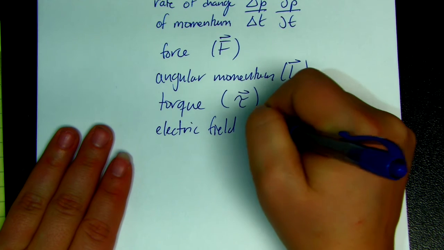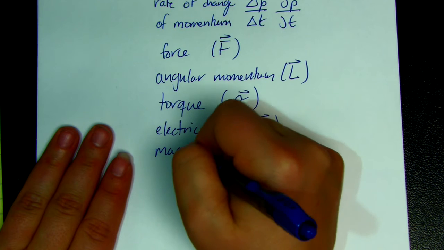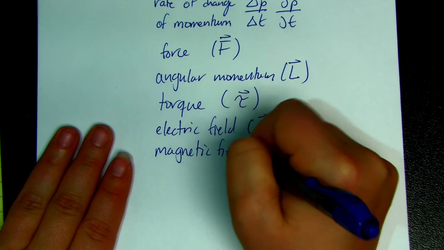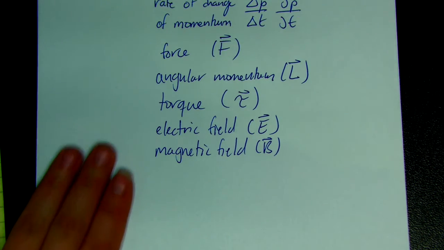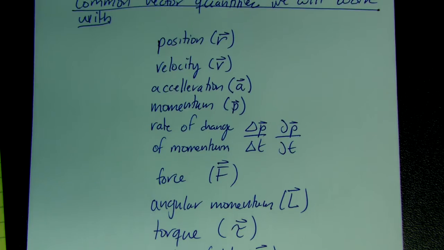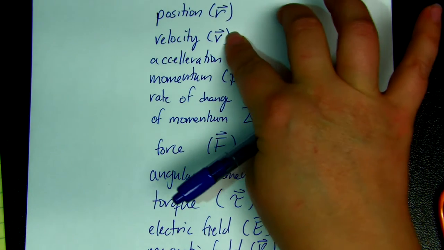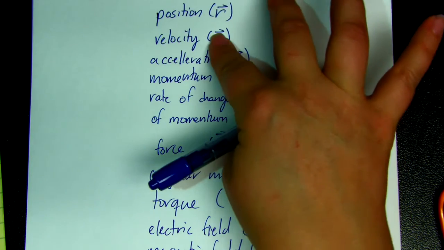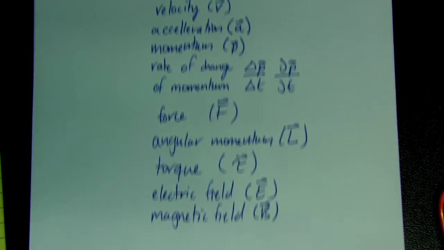Electric field, we just wrapped up physics 2. We do lots of fields. Those are in 3 dimensions. And a magnetic field is also in 3 dimensions. Okay, and all of these have units associated with them. So some of the units you've already seen: position is typically in meters, velocity meters per second, acceleration meters per second squared, etc. And the rest of these we will learn the units as we go.